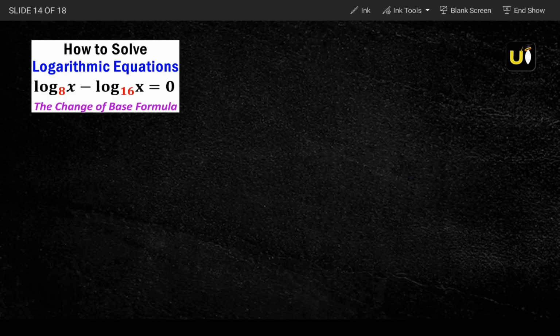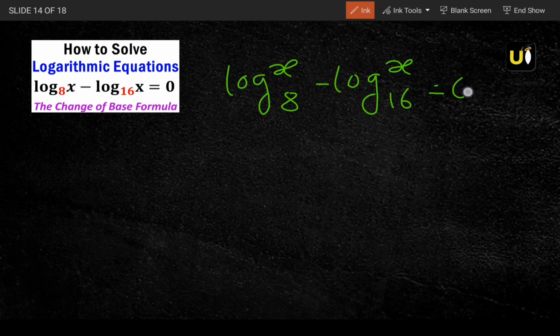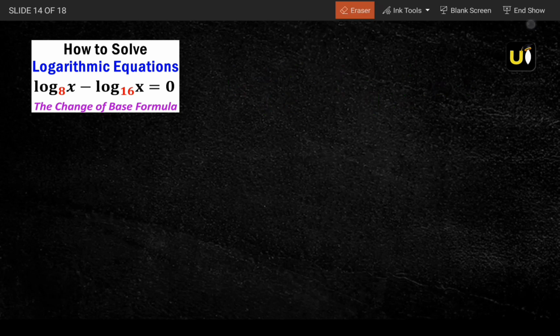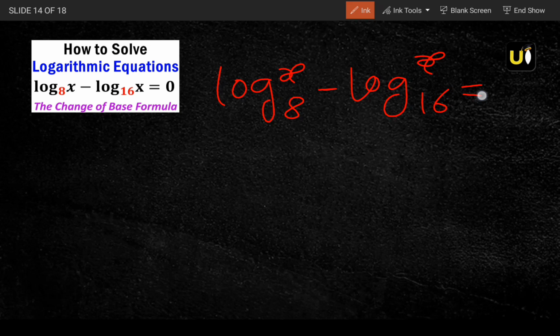See here, we are given a question: log x to the base 8 minus log x to the base 16 is equal to 0. You have to use the change of base formula to solve this question. Now let's see how to solve this question. First, log x to the base 8 minus log x to the base 16 is equal to 0.